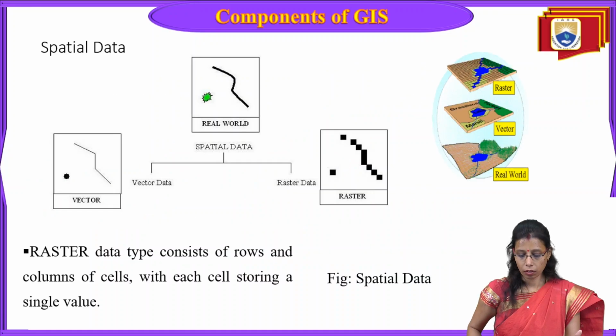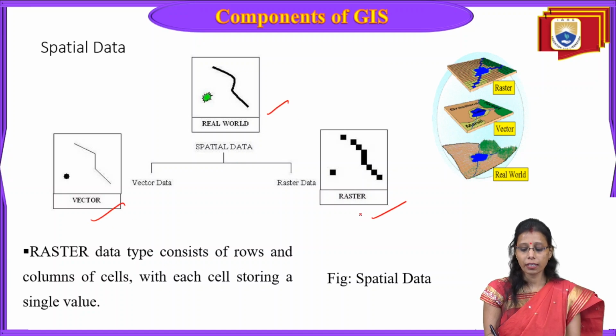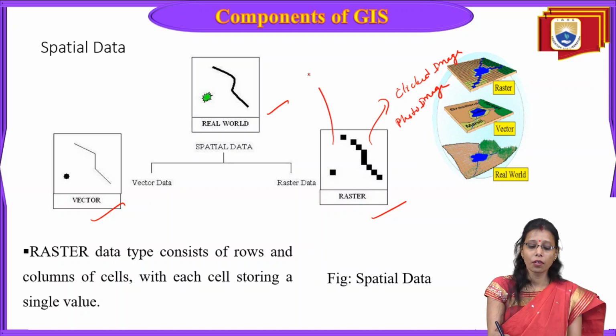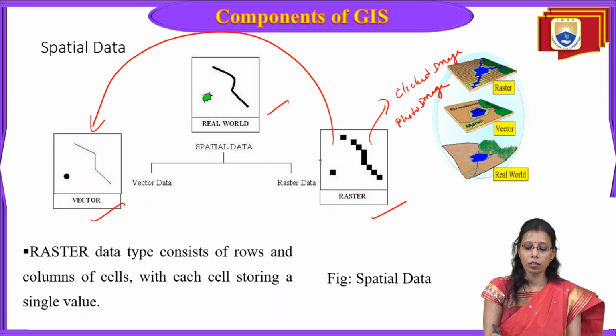Next is spatial data. In the previous lectures also we have discussed this point. So this is vector, this is real world and this is raster. What is vector and what is raster? Raster is a clipped image, or we can say a photo image. And what is the vector?